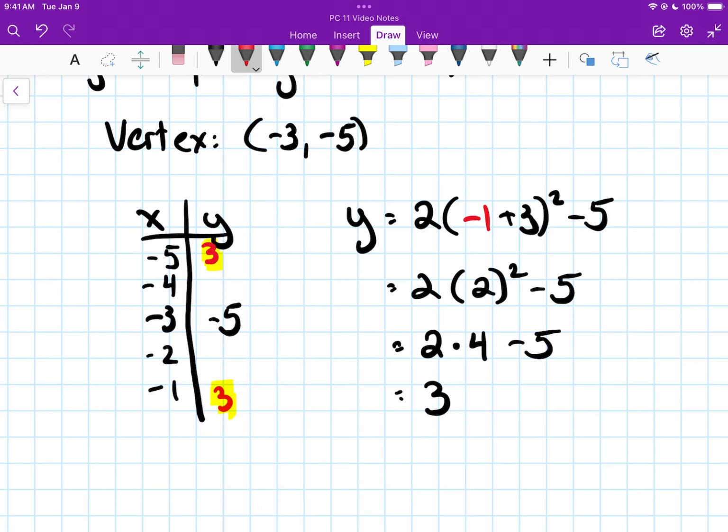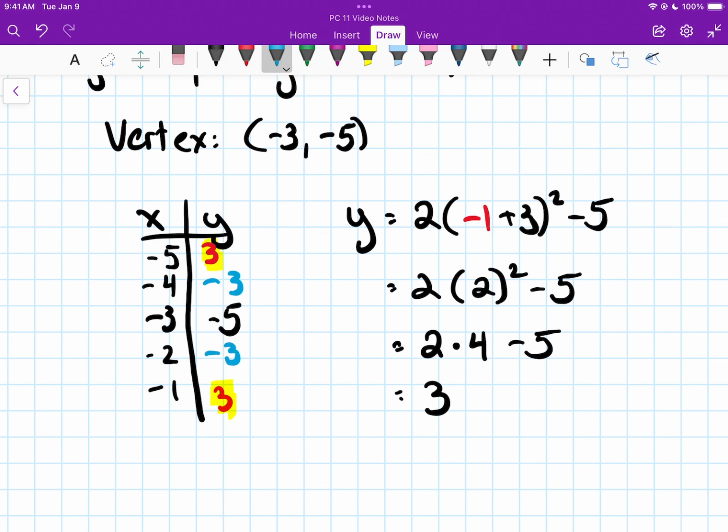If you go through and you plug -2 in here, -2 plus 3 is going to be 1. 1 squared is also going to be 1. Then that times 2 is going to be 2. And then 2 minus 5 is going to get us -3. So these 2 points are going to have the y value -3. And that gets us everything we need. We have our 5 points.